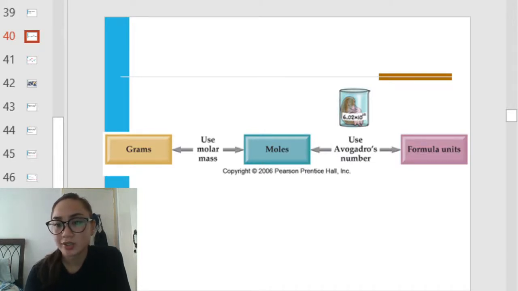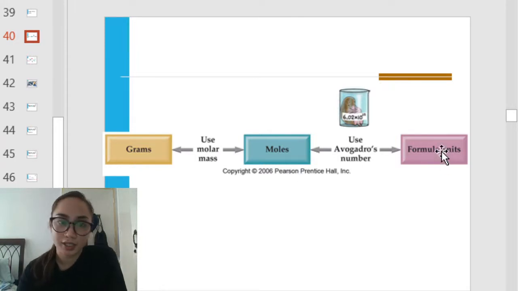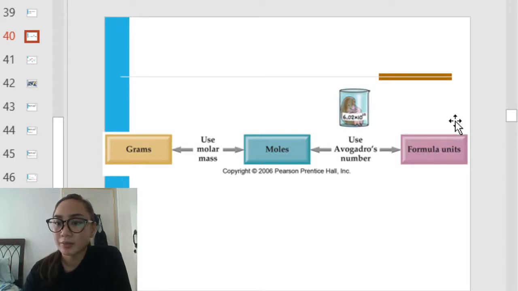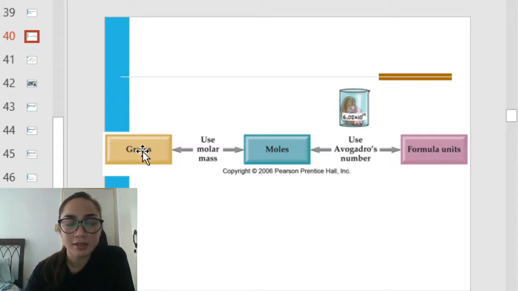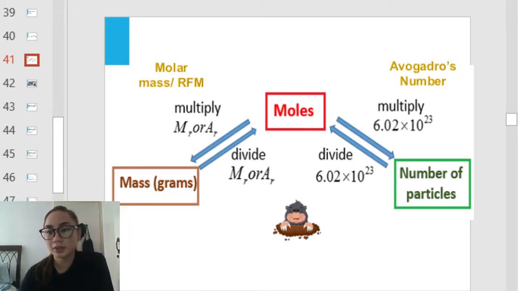Okay? And then, from moles to formula units, or for example, if you're asking for particles or atoms, we use the Avogadros number. Kung moles naman, and then we have to convert it into grams. Given na yung moles, ko-convert nyo sa grams, we still have to use the molar mass. Okay, so this is a detailed explanation of how you will compute.